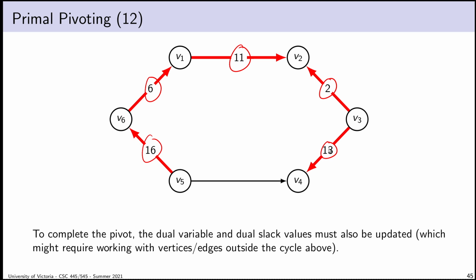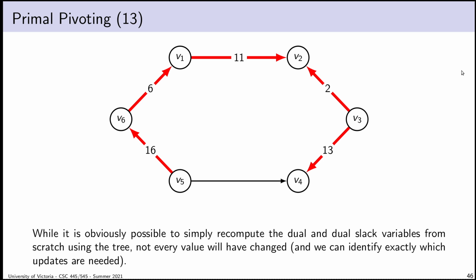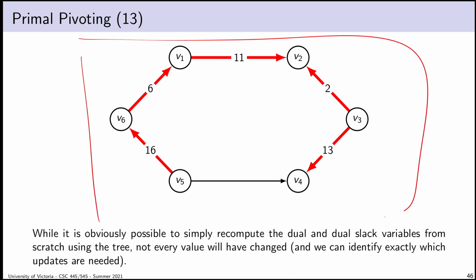However, I also have to recompute the dual variable and slack values. And those can be affected in other ways. So I may have to do more recomputation for the dual values than I would for the primal values. So one thing I could do, of course, is I have a new basis now. I could just go and completely recompute the dual optimization and slack variables from scratch. We saw how to do that in the previous lecture. That would work. It turns out that there are some tricks we can do to save some time there.